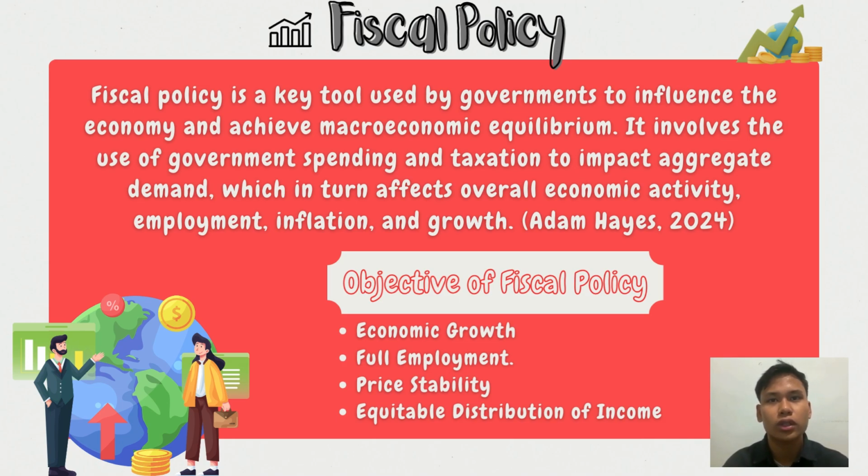Next, we're going to go to the primary objectives of fiscal policy. The first one is economic growth, stimulating economic activity to increase the output of goods and services. The second one is full employment, reducing unemployment by increasing demand for labor. Next, price stability, controlling inflation by managing aggregate demand. And the last one is equitable distribution of income, using taxation and spending to reduce income inequality.